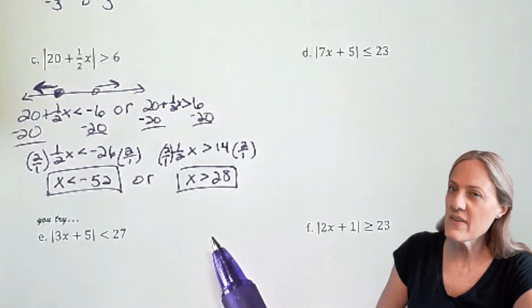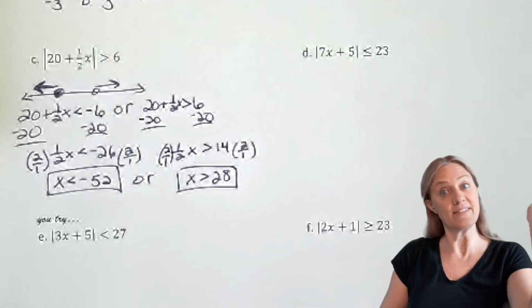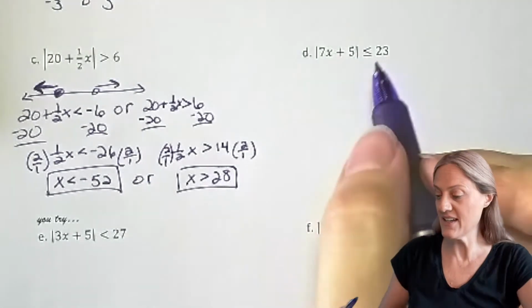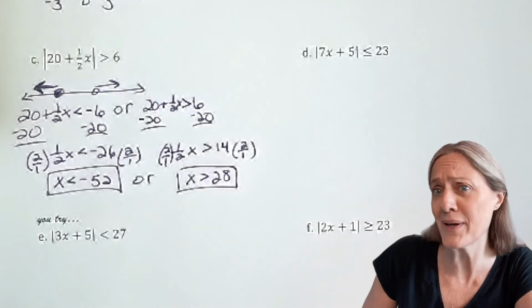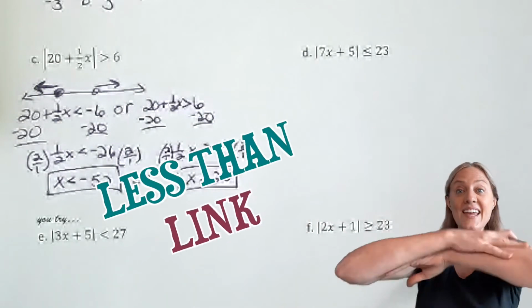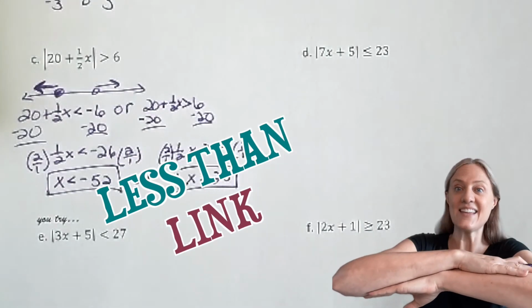How would that line up on the number line? The right way, right? This way, this way. Perfect. Look at D now. D is a less than. What are we going to do? Less than link. It's an and. It shades in. Less than link.